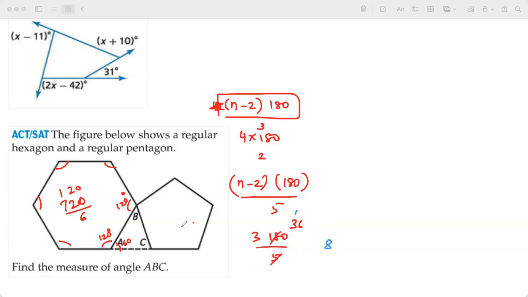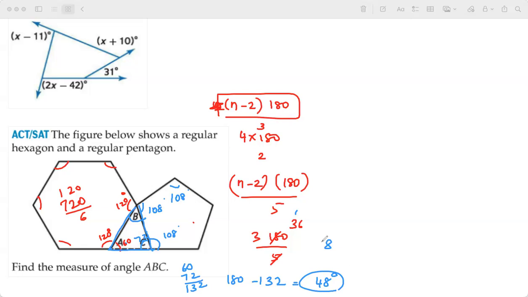3 times 180 is 540, divided by 5 is 108. So I'm going the hard way. She's saying an easy way. I'll tell you what. 108. From here, this one I can find out as 72. This one is 60. Now 60, 72. This is a triangle, right? Add those and subtract from 180. 60 plus 72 is 132. So from 180, when you subtract that 132, it will be what? 48. Make sense? Wait, so my answer was right? Yes.